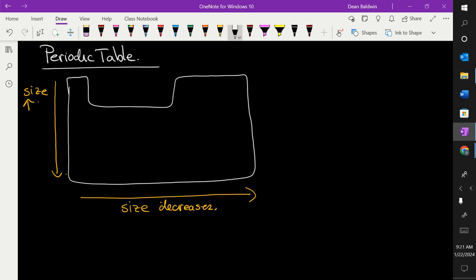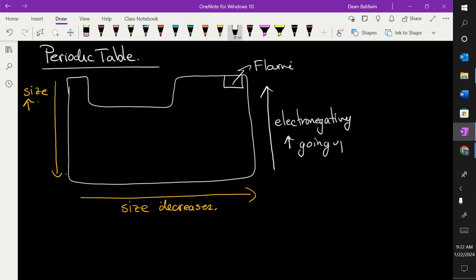Electronegativity. Where's the highest, strongest, most electronegative atom in the periodic table? It's up here. Fluorine, right? So electronegativity increases going up and to the right. That makes sense? So as you move across the periodic table, electronegativity increases, and as you go up, the electronegativity increases, and fluorine would be the strongest.